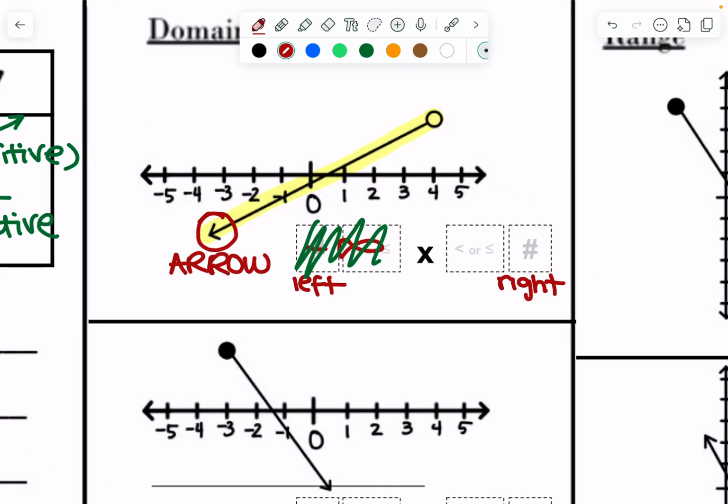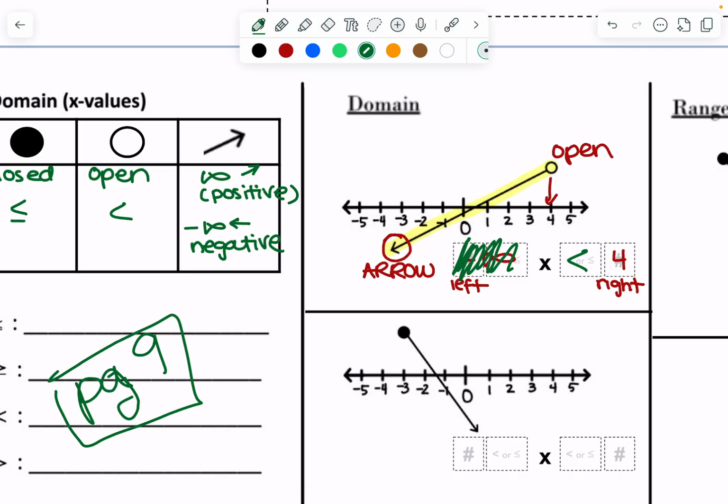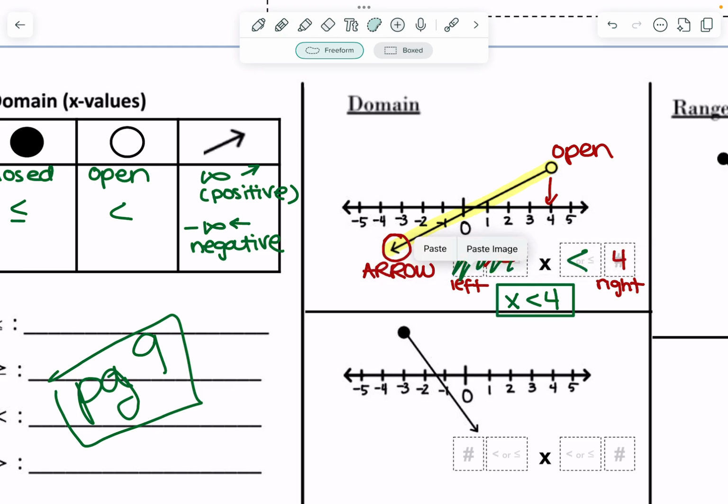So now, for my right side, I have 4, and this is an open point. So it gets the symbol without the line. So my final answer, since I deleted the left side, is going to be X less than 4. That's my final answer. We don't have to write the left side because we deleted it.